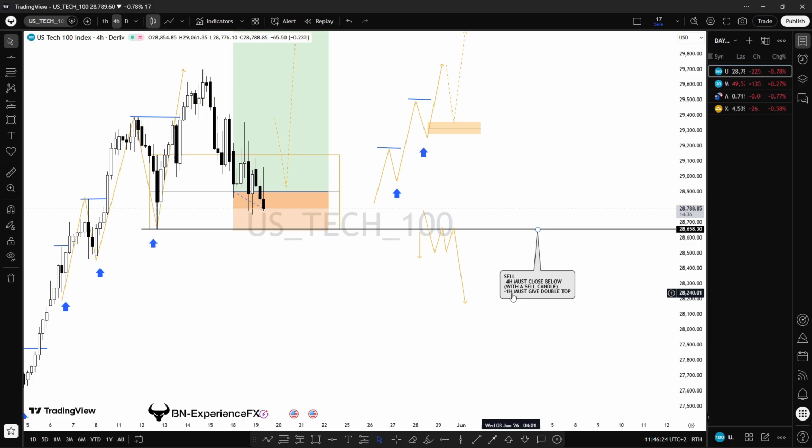So, yeah, then I pretty much want to see my entry confirmation time frame show me a double top. That just simply means two sell candlestick patterns that, together like this, one, two. This is what I mean. One, two, they form what? A double top. That's what I mean, nothing complicated.